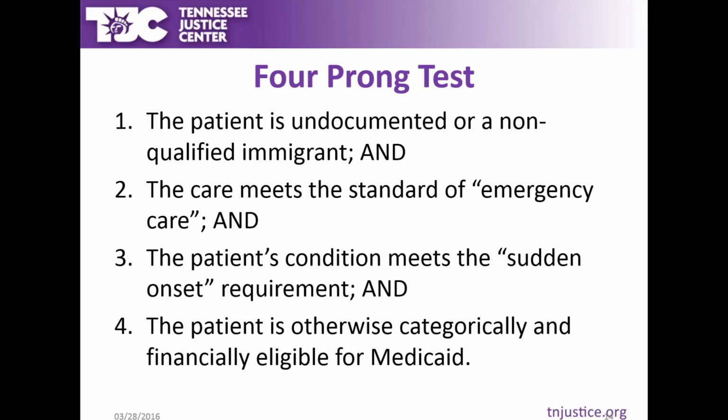So prong number 2 is the care meets the standard of emergency care. Prong 3, the patient's condition meets the sudden onset requirements. And finally, the 4th prong is the patient is otherwise categorically and financially eligible for Medicaid. So in order to qualify for EMS, the patient must pass all 4 prongs. It's not one or the other, 2 out of 3. No, it's all 4. You can't just pick and choose which ones your patient is going to meet. Especially including whether or not your patient is otherwise categorically and financially eligible to receive Medicaid. In other words, the patient's immigration status is the sole reason he is ineligible for full Medicaid coverage.